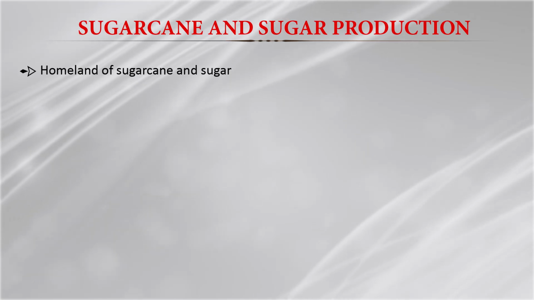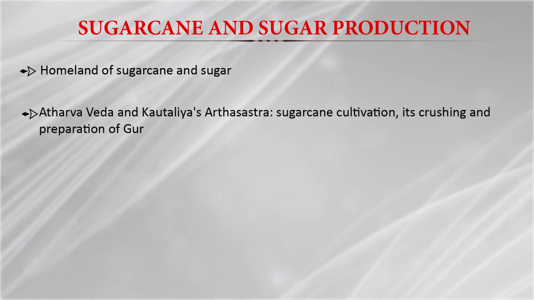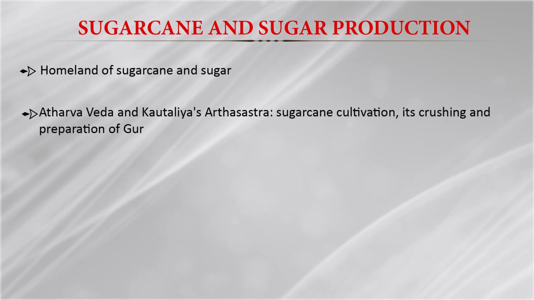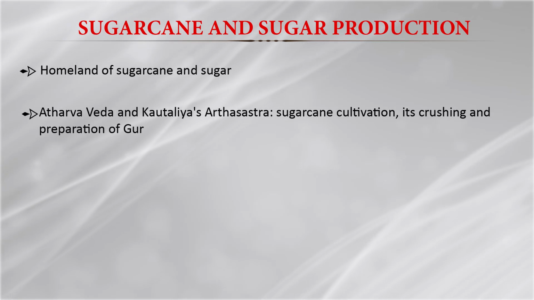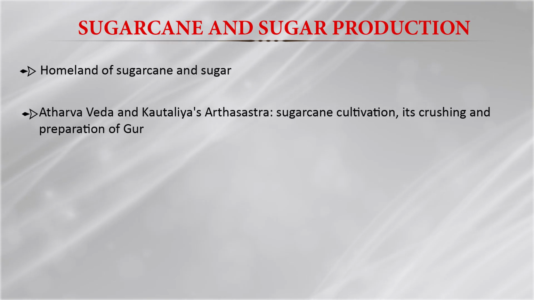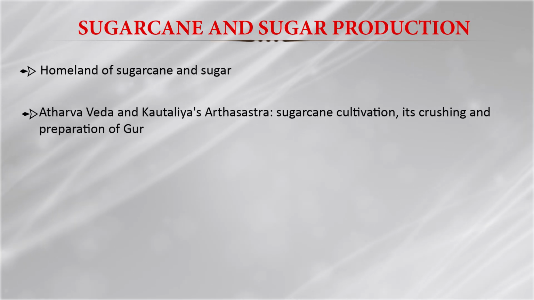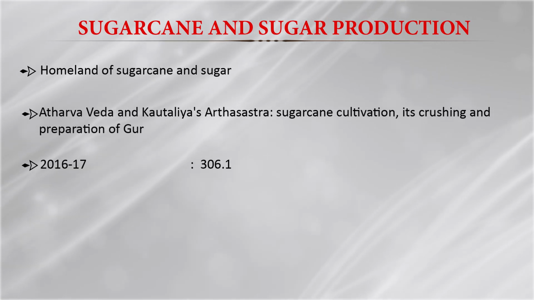Let us first start by looking at the status of sugar and sugarcane production in the country. India is the homeland of sugarcane and sugar production, and there is a reference in the Atharva Veda and the Kautilya Arthashastra that we used to have sugar cultivation in the country, and a reference to the crushing of sugarcane. Then there was a reference to the preparation of jaggery, and we have a large volume of sugarcane production in the country. In 2016-17 we had a production of 306 million tons.